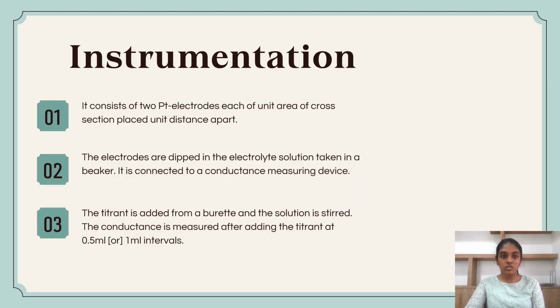Now, before looking at the process of how the titration takes place, let's first try and understand the instrumentation of a conductometer. A conductometer consists of two platinum electrodes, each of unit area of cross section and also placed at a unit distance apart. The electrodes are dipped in the electrolyte solution taken in a beaker, which is connected to a conductance measuring device, which is also known as a conductometer. The titrant is added from the burette and the solution is stirred. The conductance is measured after adding the titrant at 0.5 or 1 ml intervals.